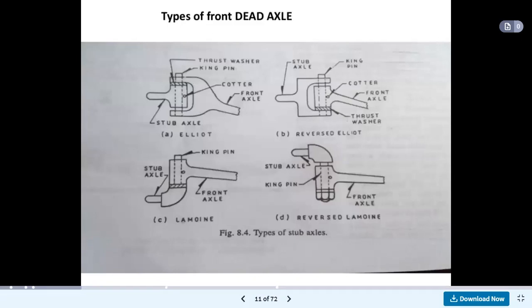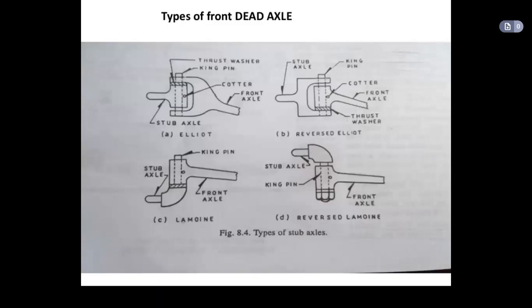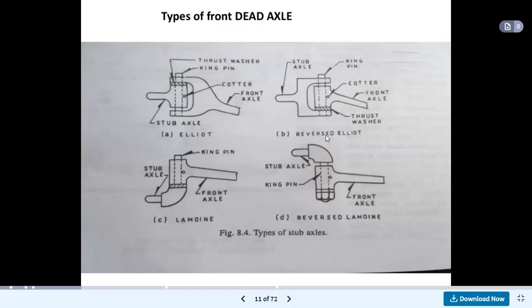If we see the types of front dead axles, these are the different types: Elliott, reverse Elliott. Okay, sorry, these are the types of stub axles. So these are the diagrams of stub axles. So Elliott: a thrust washer is provided, then the kingpin is provided, the cotter is available here, the front axle, and the stub axle is available. This is called Elliott. Reverse Elliott is also available: the stub axle is there, the kingpin, then the cotter is provided here, and this is the front axle, and a thrust washer is also provided in this case.